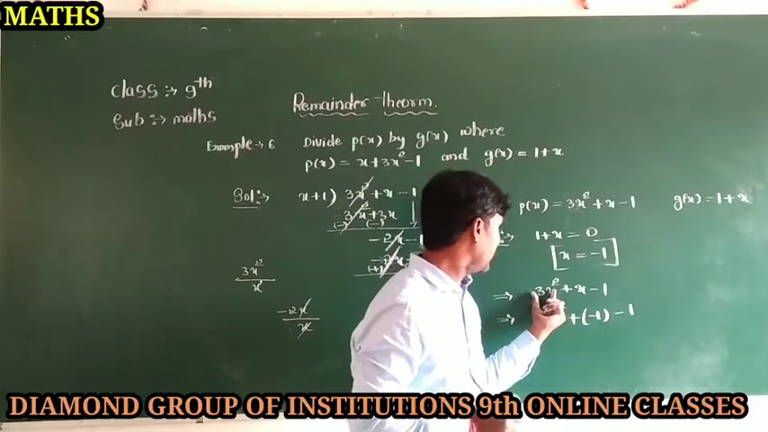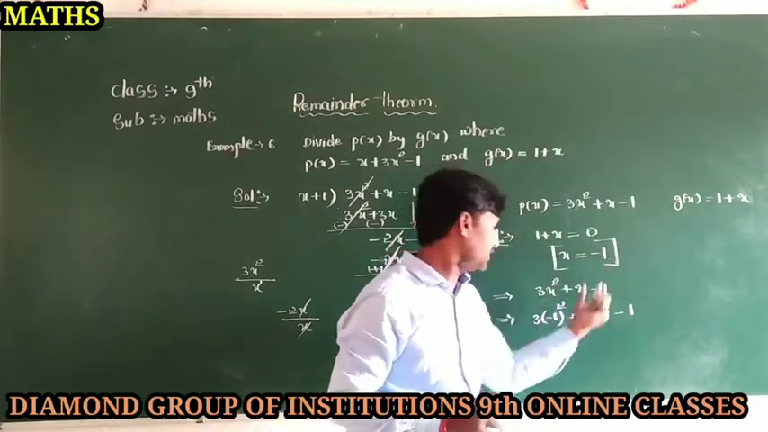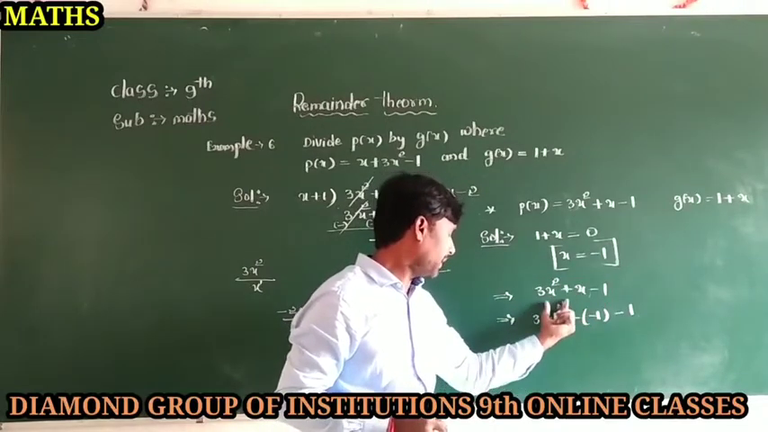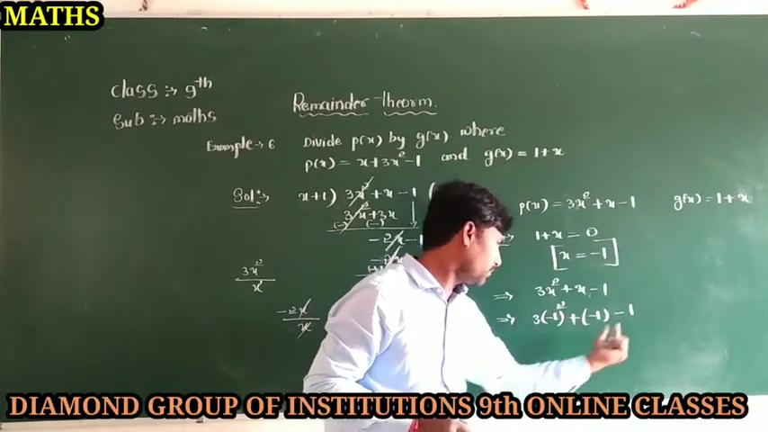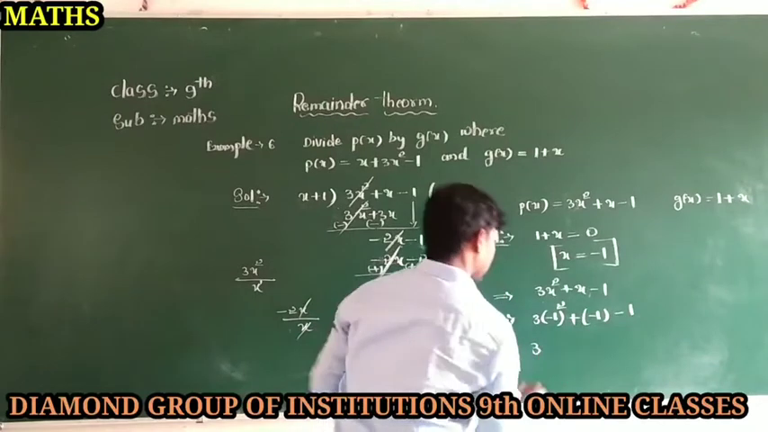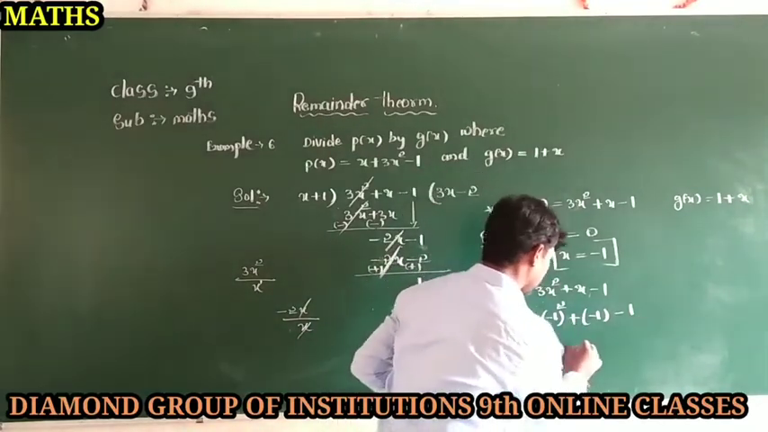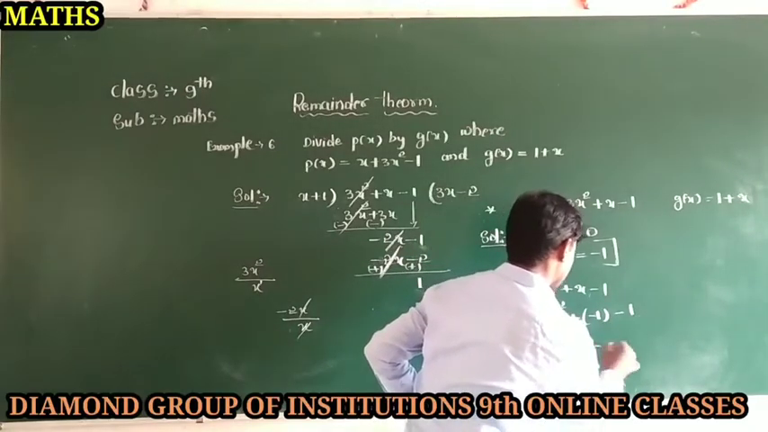So this polynomial is 3x square plus x minus 1, and the x value we got here is minus 1. 3 as it is I wrote here, this x value is minus 1, so minus 1 whole square, plus the x value is minus 1, and minus 1 as it is. Next step, here 3 as it is, minus 1 whole square is plus 1, and plus into minus, and this minus is also minus 1, and this is also minus.